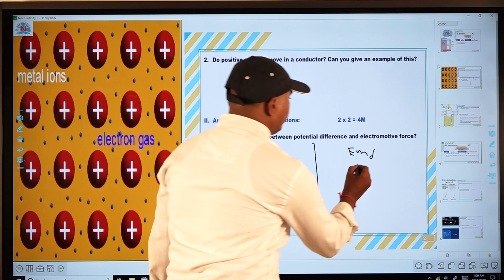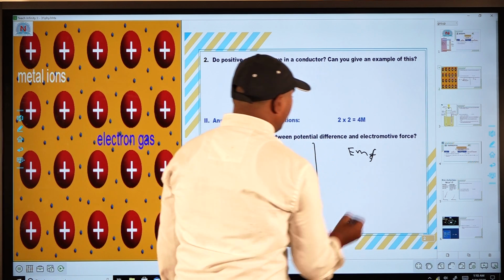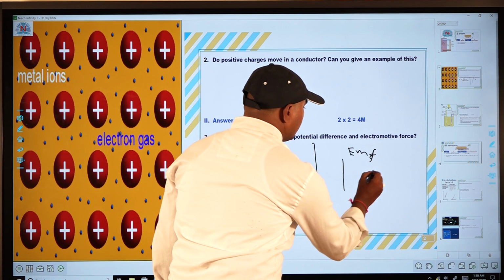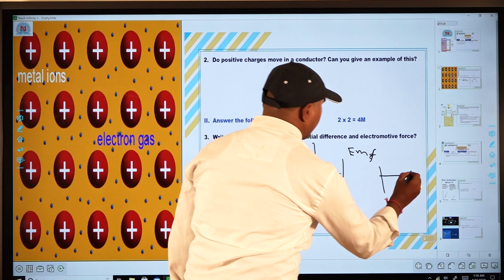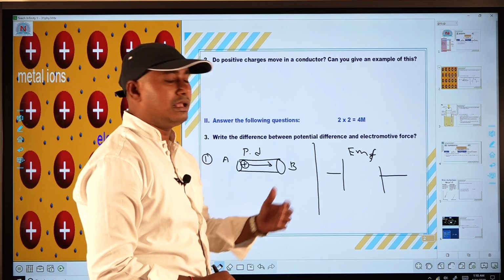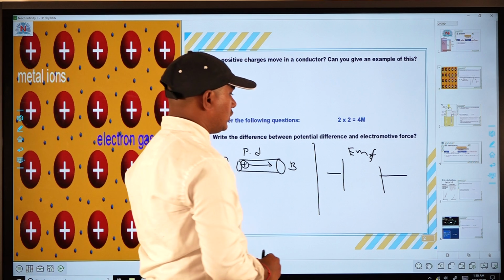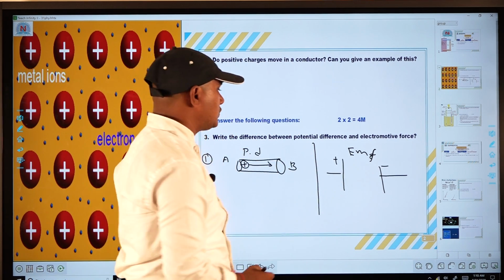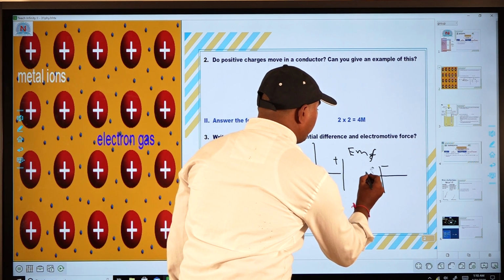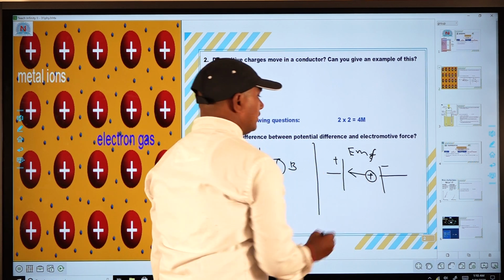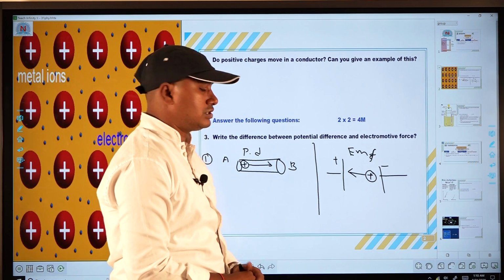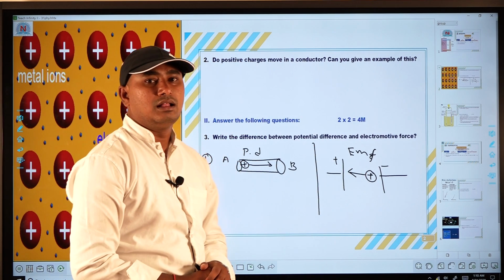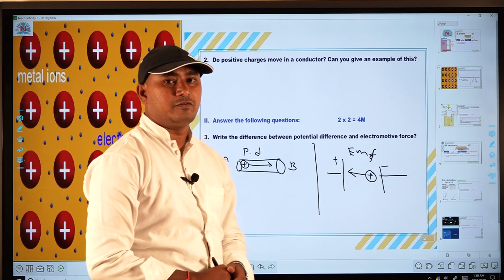Here, what is the EMF? EMF is defined as the amount of work done by the chemical force. By using the chemical force, the positive terminal moves from the negative terminal to the positive terminal. That is known as EMF, electromotive force.